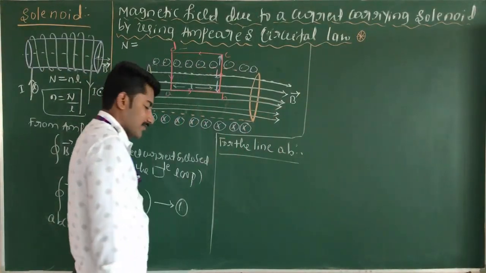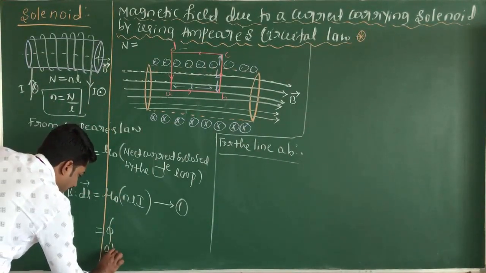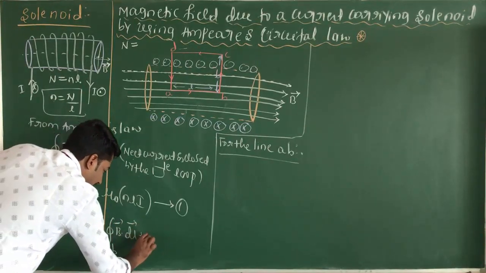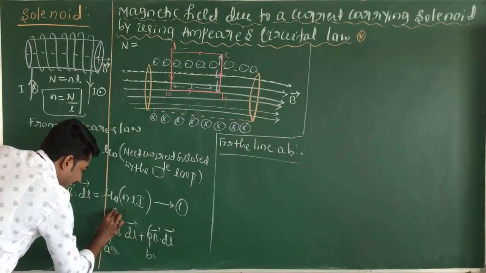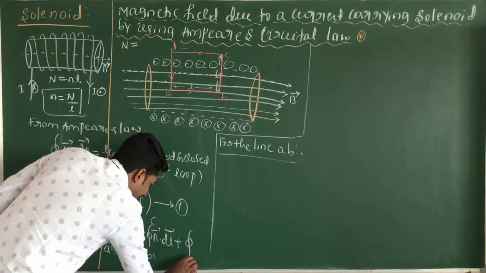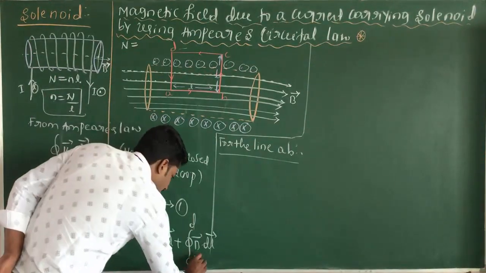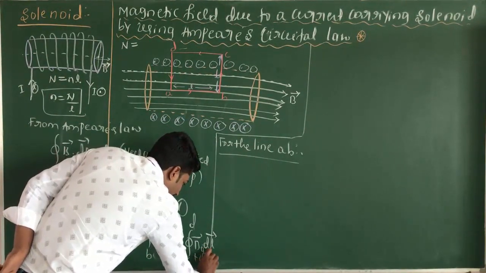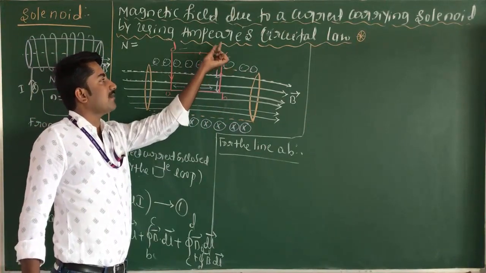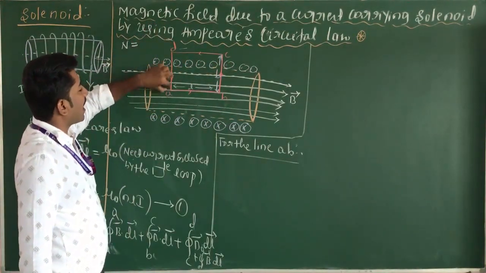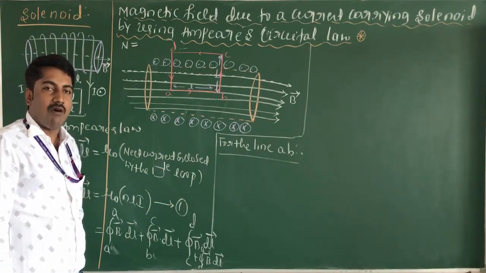For the line AB, you can divide this equation as the line integral of B dot dl is equal to the line integral of AB of vector B dot dl, plus the line integral of BC of vector B dot dl, plus the line integral of CD of vector B dot dl, plus the line integral of D to A of vector B dot dl. That is the magnetic field due to the line AB, the line BC, the line CD, and the line D to A. Then after that, combine all the magnetic fields. It is the vector sum of all the values.